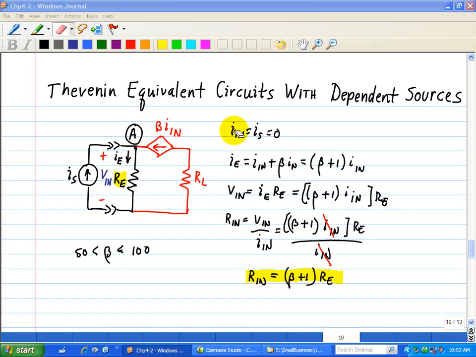Just a quick note here, I_N is found in this direction, which is the same direction as I_S. So hopefully that clarifies this derivation of how we calculated the input resistance when the dependent source is actively turned on.